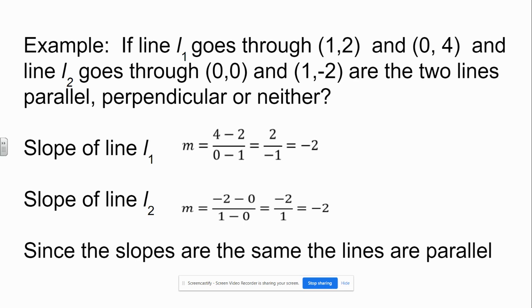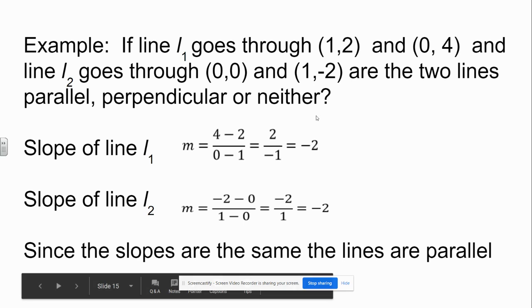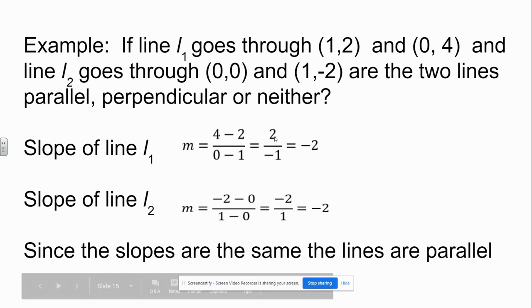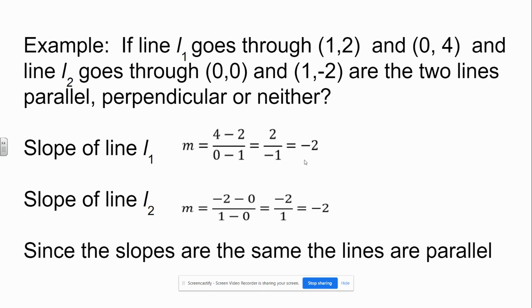Okay, so what you need to do is figure out what the two slopes of these lines are. So I could do 4 minus 2 over 0 minus 1, and I get the slope of the first line to be negative 2. The second line, I'm going to get negative 2 over 1 minus 0. So again, I'm going to get negative 2 over positive 1. And these both end up being negative 2, so that means the slopes are the same, so the lines are parallel.